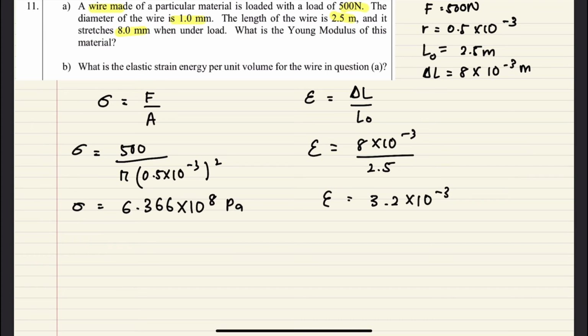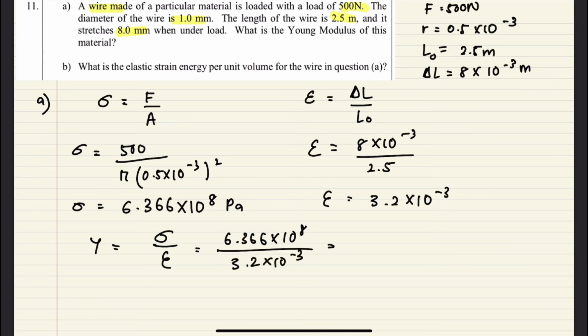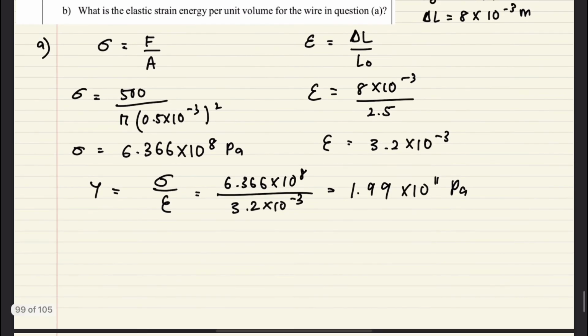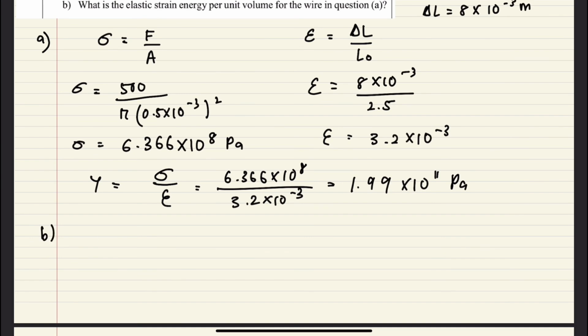So Young's modulus is stress over strain. 6.366 times 10 to the power of 8 over 3.2 times 10 to the negative 3 gives 1.99 times 10 to the power of 11. This unit will be in Pascal, the SI unit. And then for question B, they want to find the strain energy per unit volume. So B here is U over V.